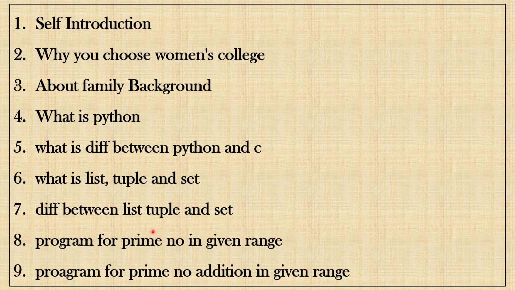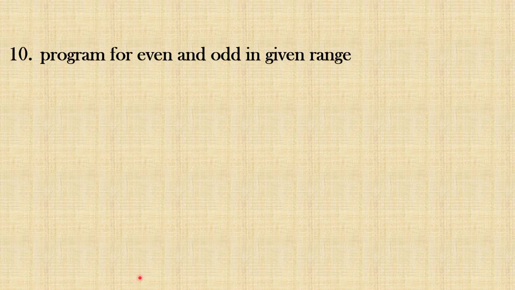Then the next question is program for prime number addition in a given range. First we have to find the prime numbers, then add them; we can take an extra variable as sum and just add to it. Then the 10th question is program for even and odd in a given range. These are very simple and basic questions. We know how to find prime numbers and even and odd; that is very simple, basic logic.